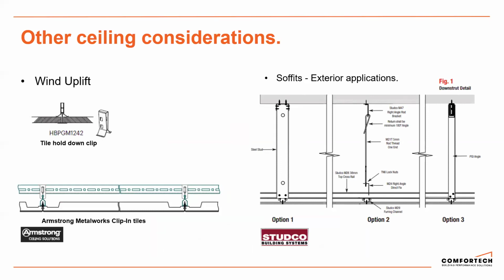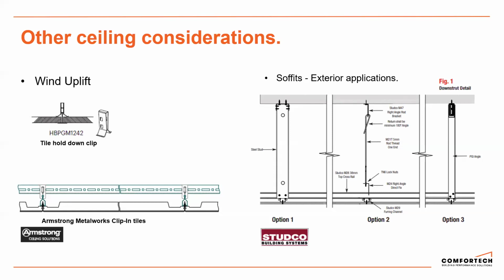One is to use a tile hold down clip. That's just clipped onto the main or cross tees when they install the ceiling and just holds those ceiling tiles down. Another way, especially in higher wind zones, lobbies and stuff, we see these being used in public transport hubs and in universities, is to use a clip-in tile. This is actually clipped into a carrier rail from below. So it basically locks it in place.